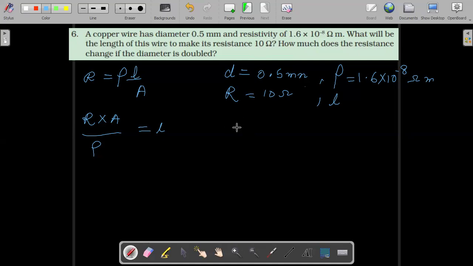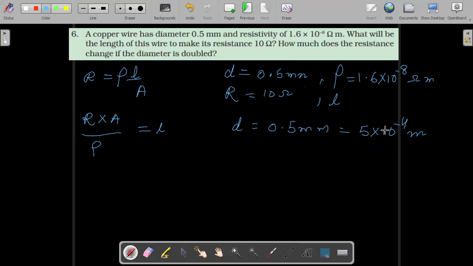So first we have the diameter, 0.5 millimeter. This can be written as 5 multiplied by 10 to the power minus 4 meter. Am I correct? For milli, it is 10 to the power minus 3. And it's already 0.5, so shifting 1 point of decimal makes it 5 multiplied by 10 to the power minus 4 meter. Anyone having any doubt here in finding the diameter?